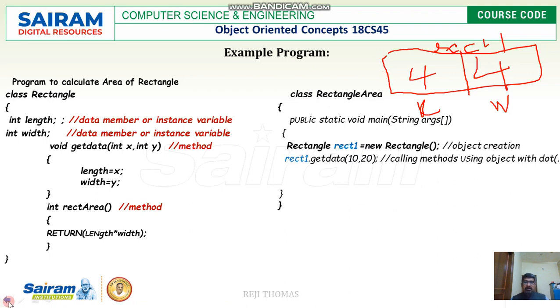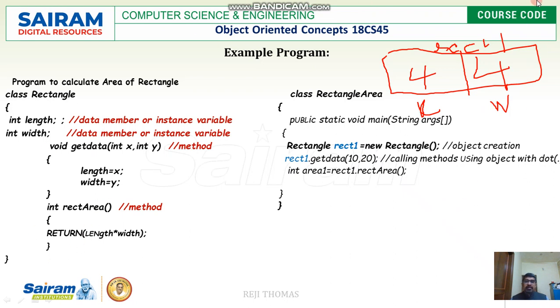Now let us see the next statement, where I've used the object rect1 and getData. getData is a method which is inside the other class. I'm going to pass 10 and 20 as the parameters. So we call the method using the object with a dot. Look at this. We have used the object with a dot, and getData is a method which is inside the class Rectangle. I'm going to pass these as the parameters.